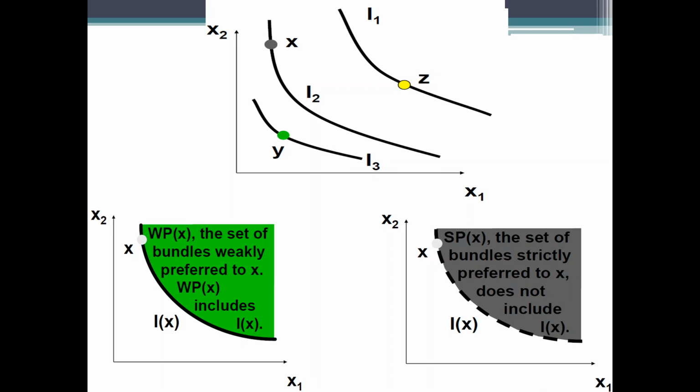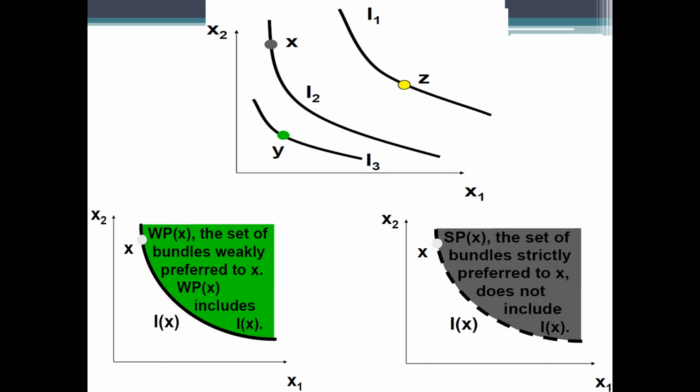So any point along the indifference curve other than X will give the same level of satisfaction. This is why we are saying that the indifference curve plus the green area, all these consumption bundles together, are called weakly preferred bundles to X. Once again, we have an indifference curve, and all consumption bundles in the green area above it, plus the bundles along the indifference curve, are called weakly preferred bundles to X.